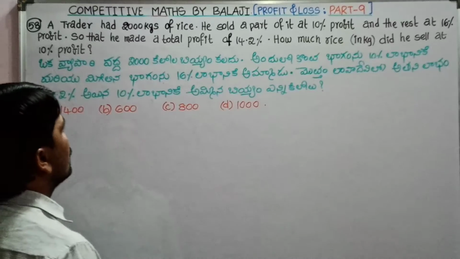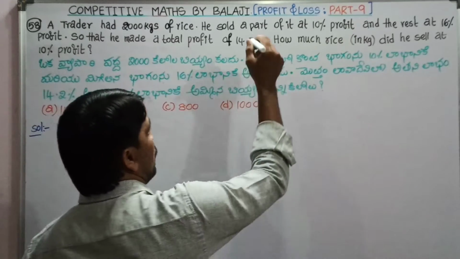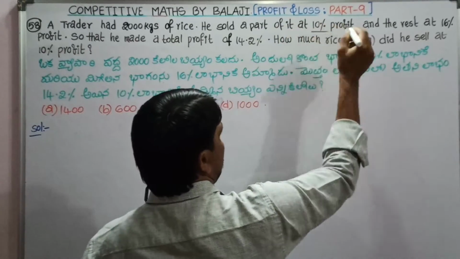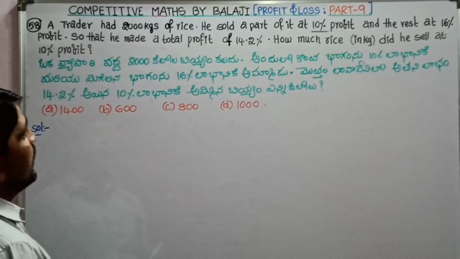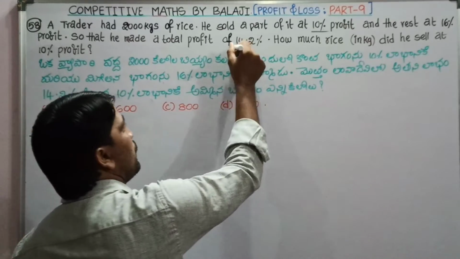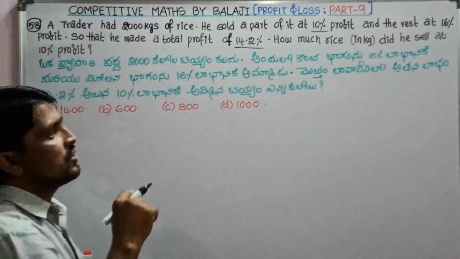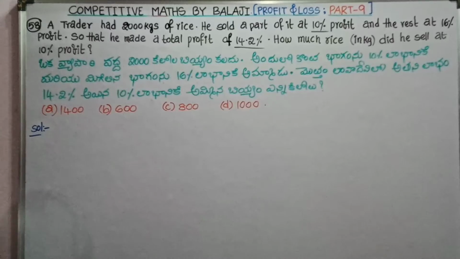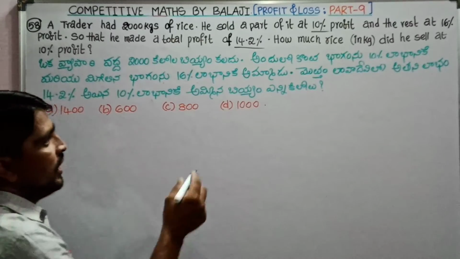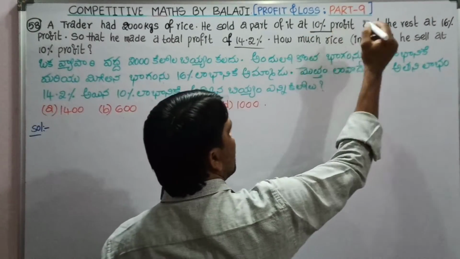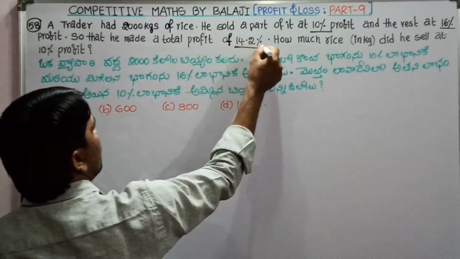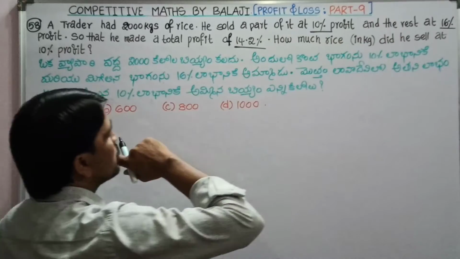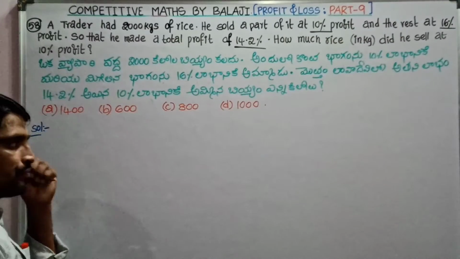A trader had 2000 kgs of rice. He sold a part of it at 10% profit and the rest at 16% profit, so that he made a total profit of 14.2%. How much rice in kg did he sell at 10% profit? See here, the units are equal since all are profit. So we can use the allegation method.